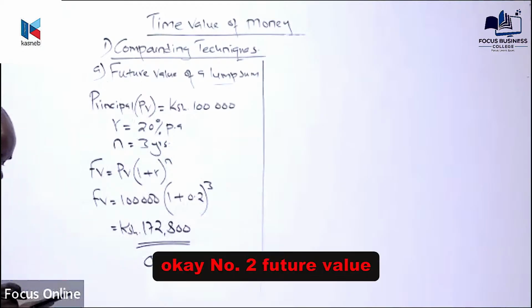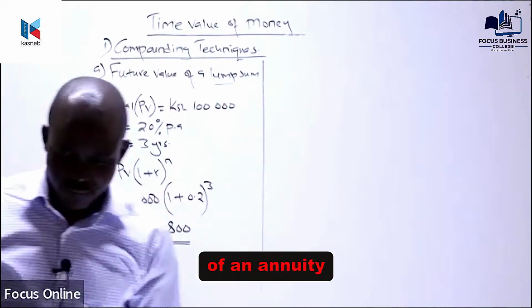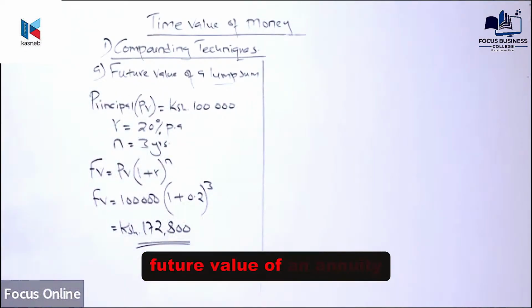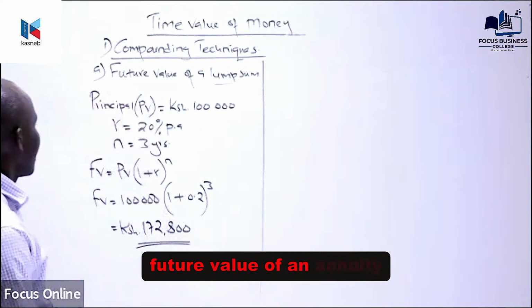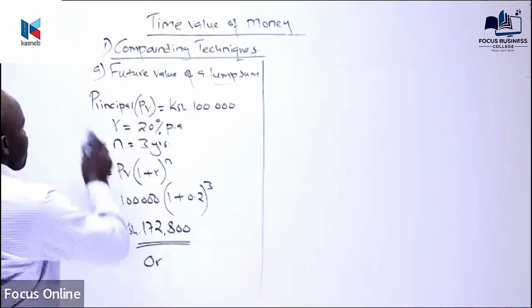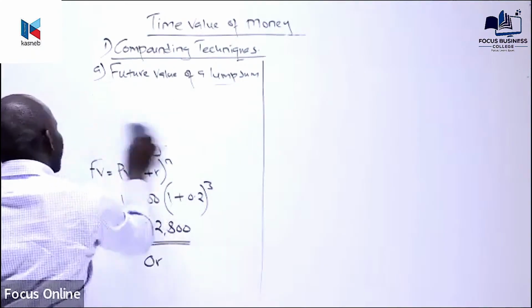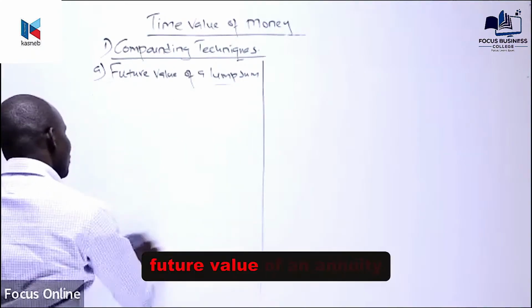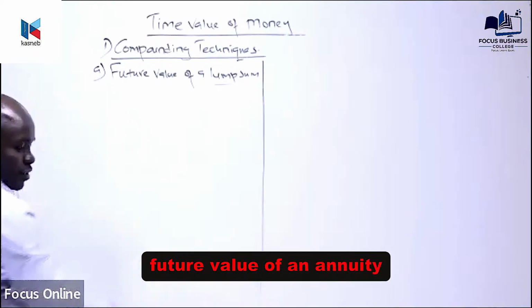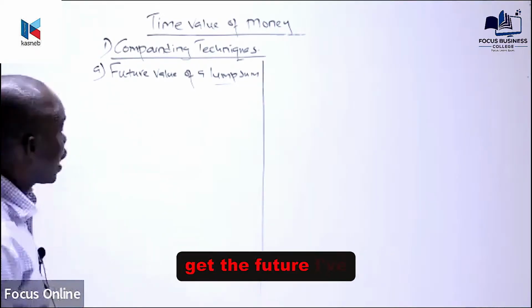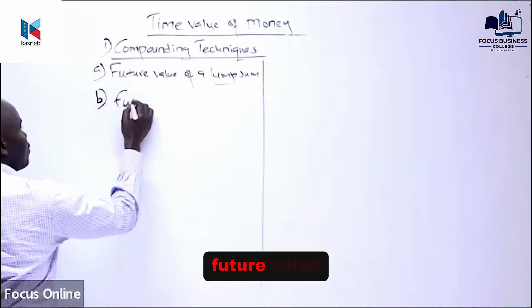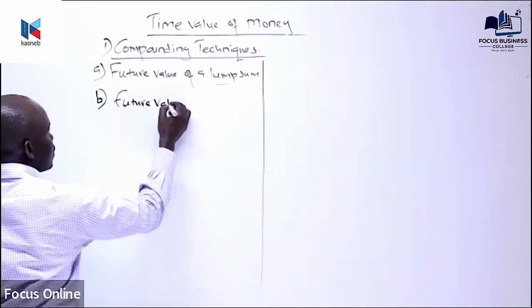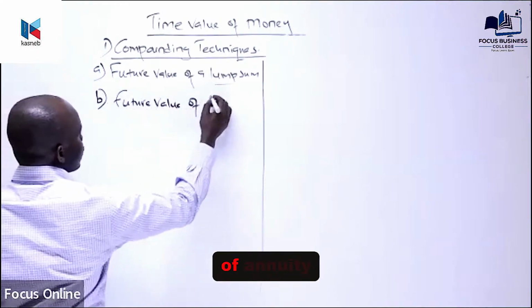Okay, number 2, future value of an annuity. Future value of an annuity, and you have seen how we get the future value. I've explained what an annuity is. Future value of an annuity.